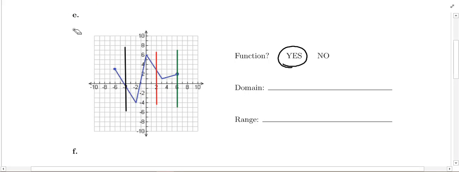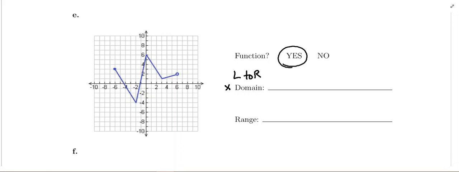All right, let's determine the domain next. So let me get rid of these vertical lines. As we've been doing, we know domain represents the x values. We want to write down every single x value that this graph covers. And remember, we do this from left to right. All right, so find the leftmost point on the graph.